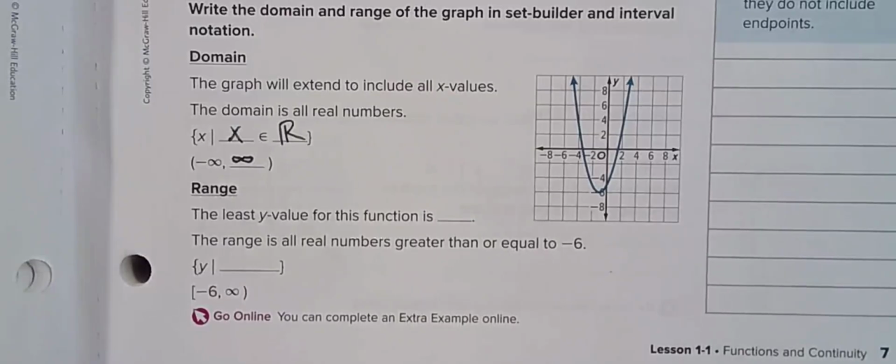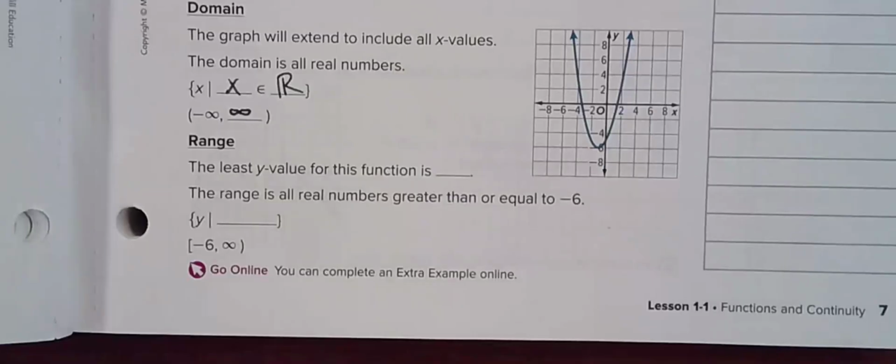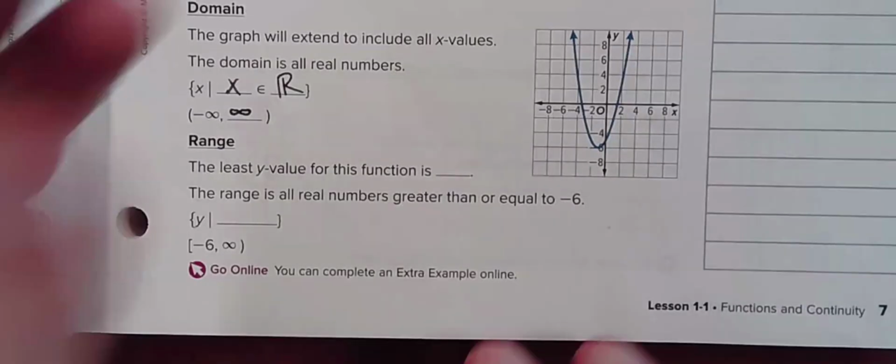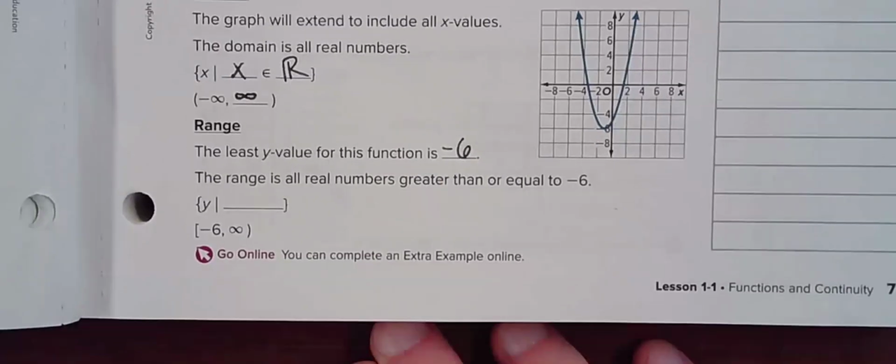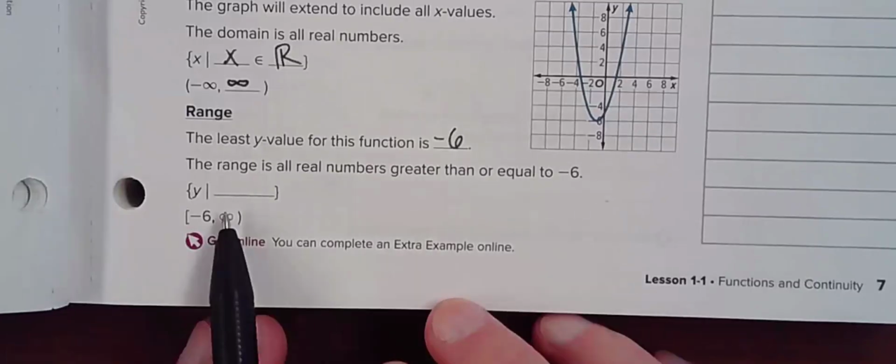All right. Next one, the range. The least value of y for this function is? How far down does it go? -6. So the range is all real numbers greater than or equal to -6. So we have all values of y such that, what goes next?